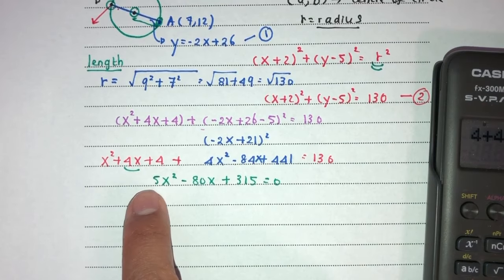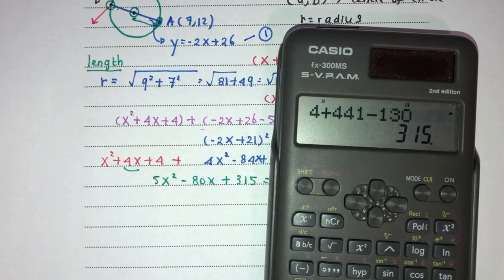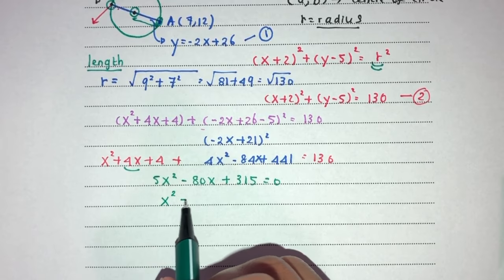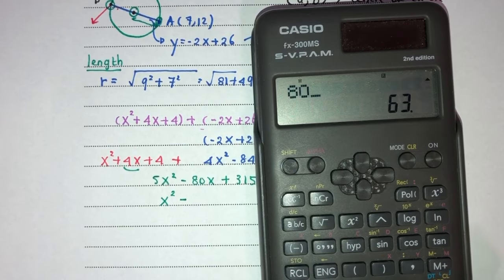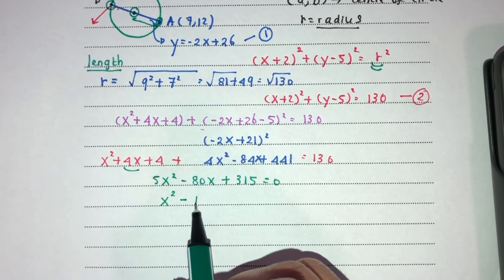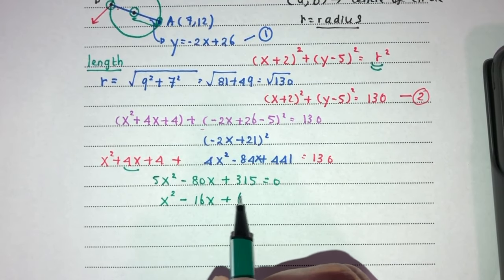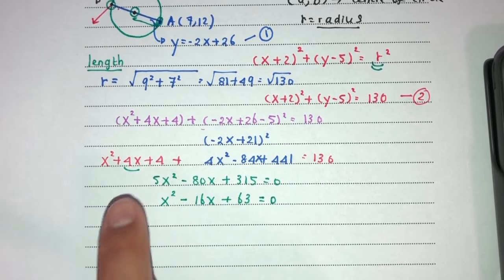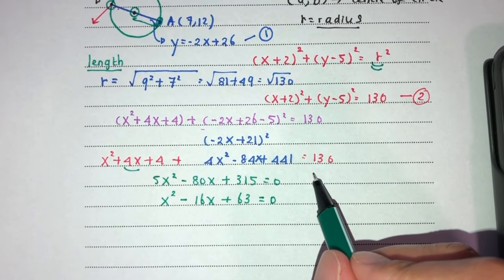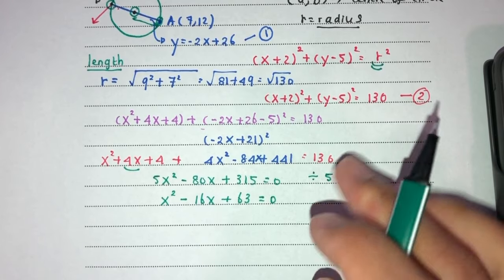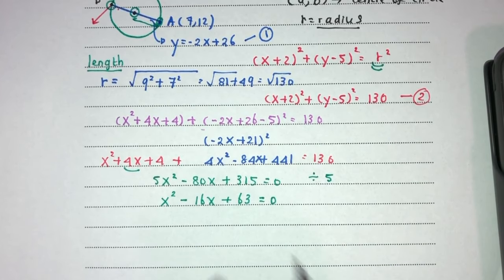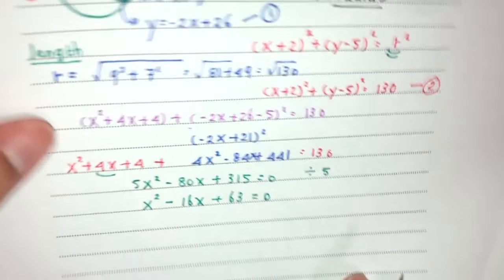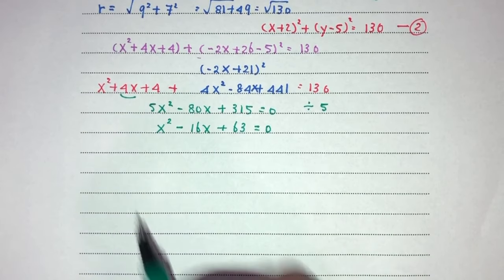Now because everyone is a multiple of 5, we can divide by 5 everywhere. Let's see what happens. This will become x squared minus 80 divided by 5 should be 16x, and plus 63 equal to 0. Okay, so one more time, because everyone is a multiple of 5, I decide to divide by 5 to reduce this to this, because it's simpler to work with. Now, you can solve this by using your formula, right? Or you can factorize, that's up to you.